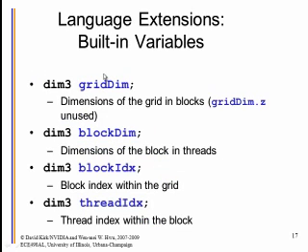So, language extensions. Let's take a look at the built-in variables: blockDim, blockIdx, and threadIdx. These are the built-in variables. You don't need to define them to use them. You can just use them because they are built into the CUDA compiler. The CUDA compiler recognizes these variables.